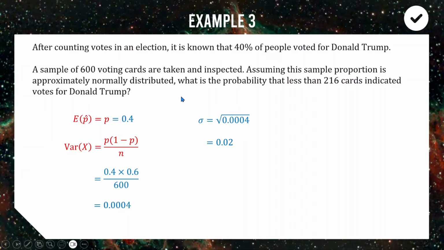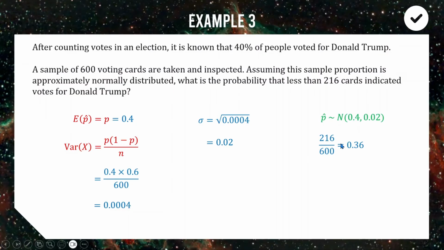Now the number we're interested in is we want to find the probability of having less than 216 cards indicate votes for Trump. So what would that be as a proportion? It would be 216 out of 600. So let's turn that into a fraction. We have our normal distribution ready to go. Why am I so bad at saying distribution? Distribution. Turning 216 into a fraction, 216 out of 600 is equal to 36%.